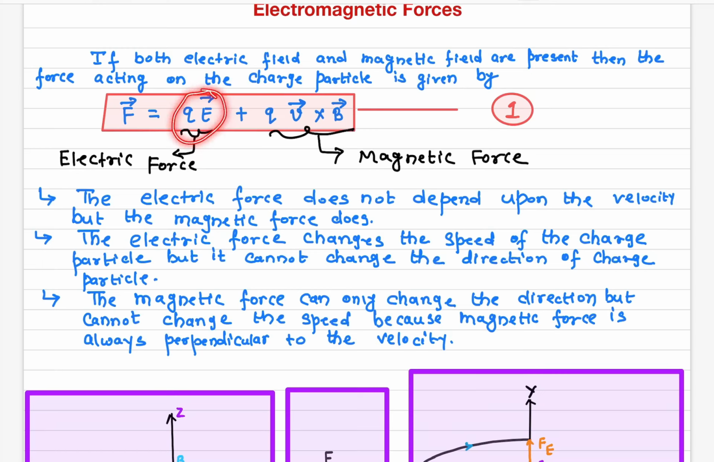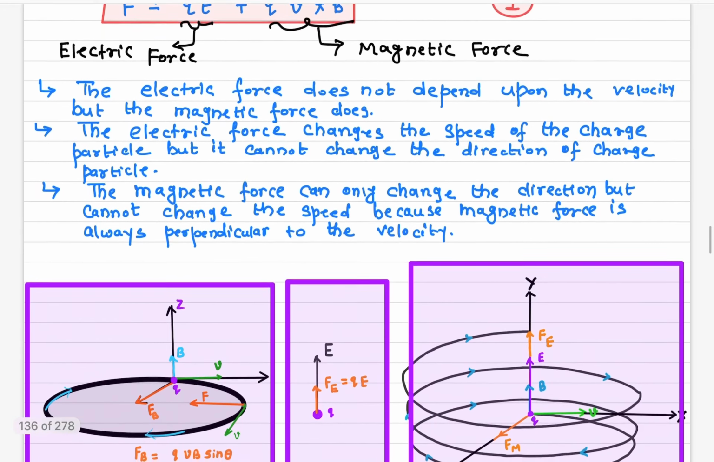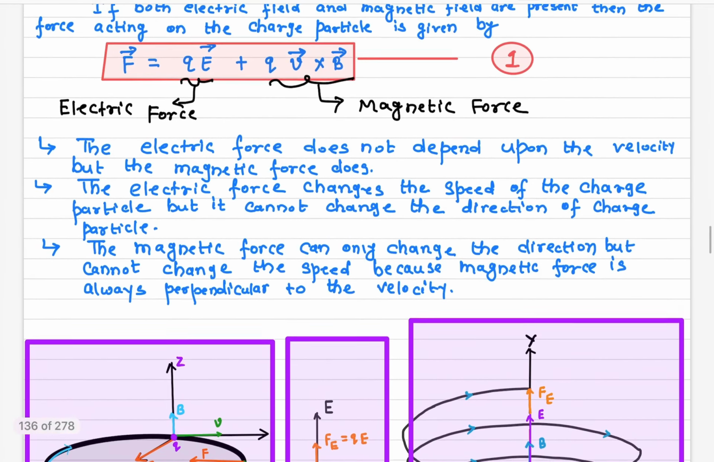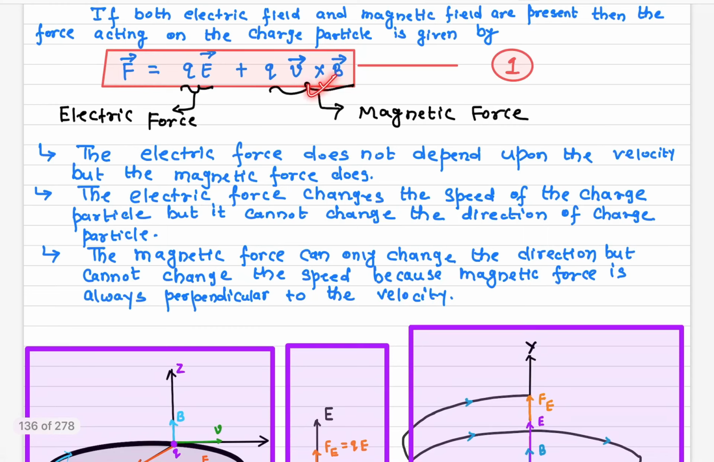But in the case of the electric field, it changes only the magnitude. It does not change the direction. So those are the two important differences. The magnetic force can only change the direction, it cannot change the speed. The electric field only changes the speed, it cannot change the direction. The electric force does not depend upon the velocity, but the magnetic force does depend upon the velocity.